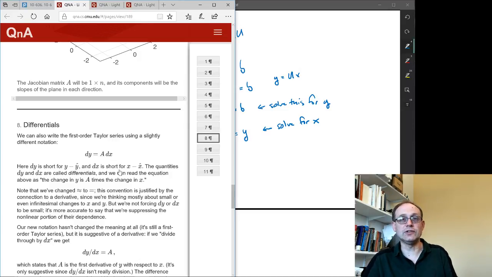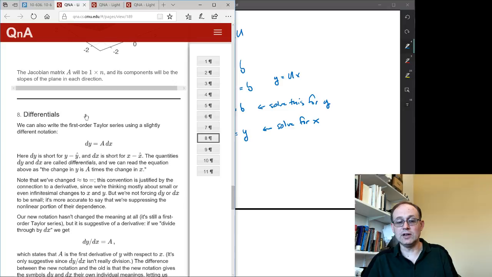They're called differentials. We're thinking of them as a change in y and a change in x. So the expression here is just that the change in y is A times the change in x. Now, just as a notation thing, we changed the approximately equals in the Taylor series to an exact equality. That's a convention that's justified by the idea that we're thinking of infinitesimal changes. But you can think of the differential as being either infinitesimal changes or just a representation for Taylor series. So we don't have to work with infinitesimal y minus y hat.